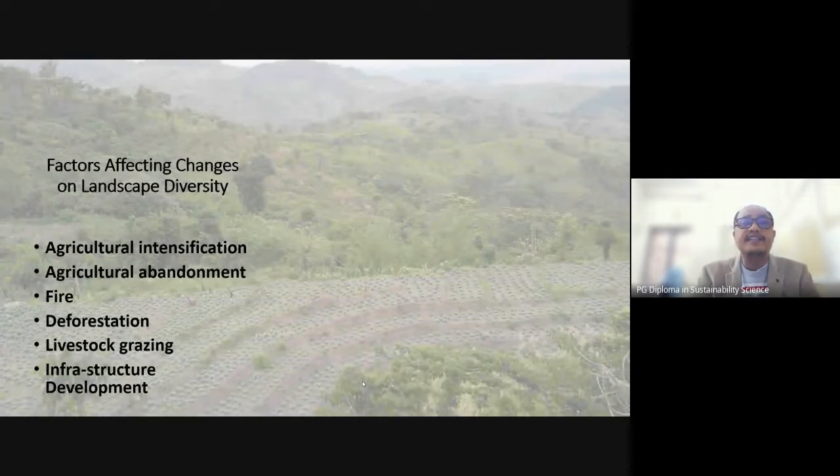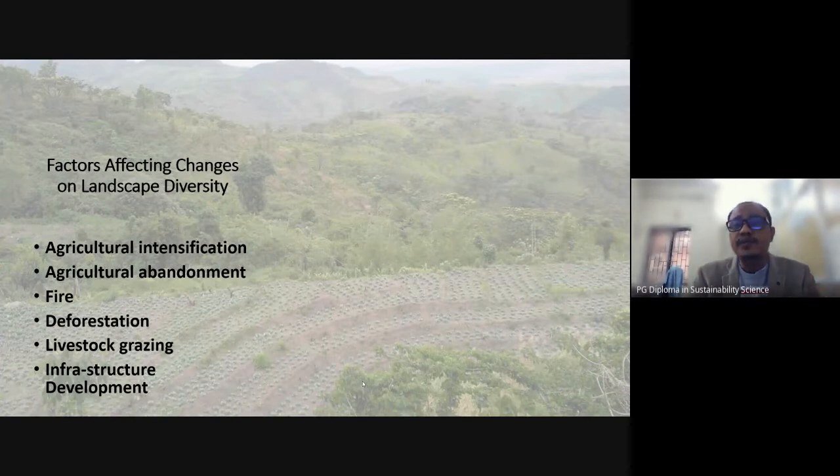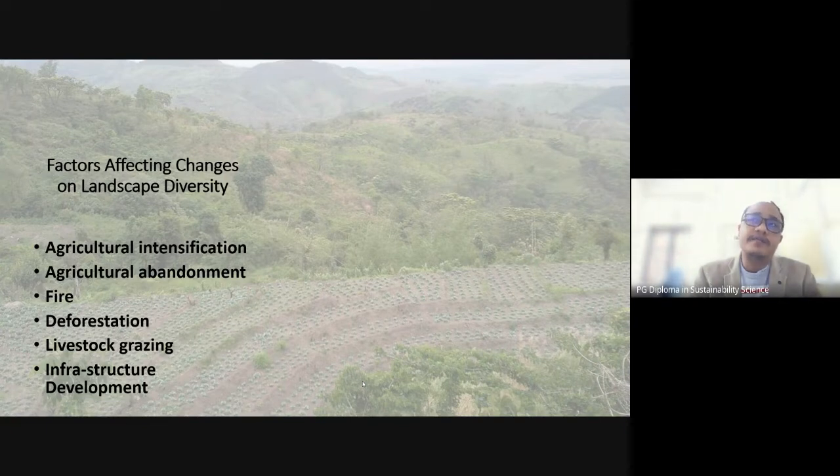What are the factors affecting the changes of landscape diversity? As I told you, when we talk about the forest, when we talk about any ecosystem, agricultural intensification is one of the factors. Then the other is agricultural abandonment. For example, in case of jhum cultivation, shifting cultivation in different parts of the mountain area, especially northeast Himalaya and the Himalayan region, you will find abandonment of forest that is also affecting landscape diversity.